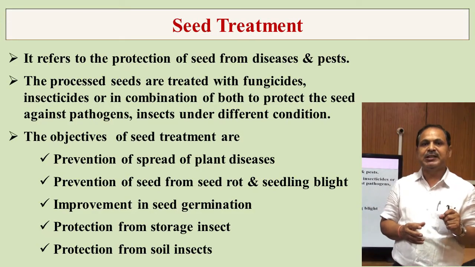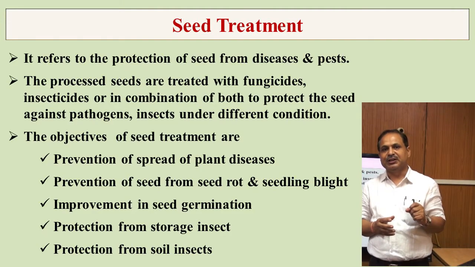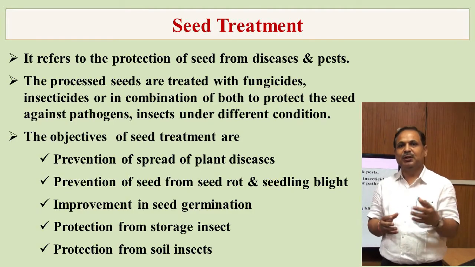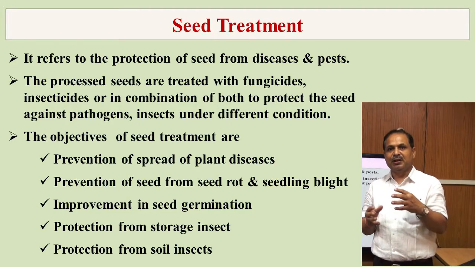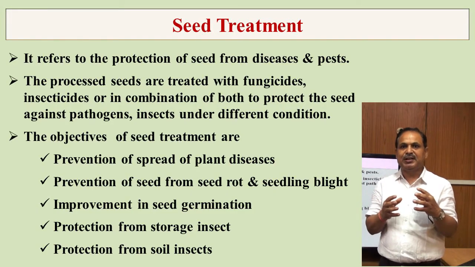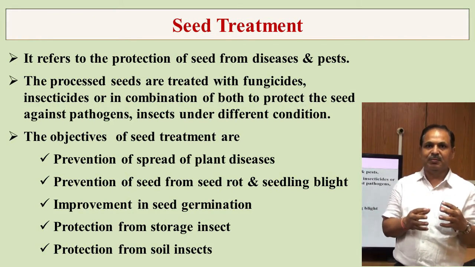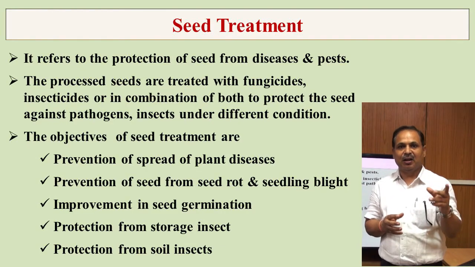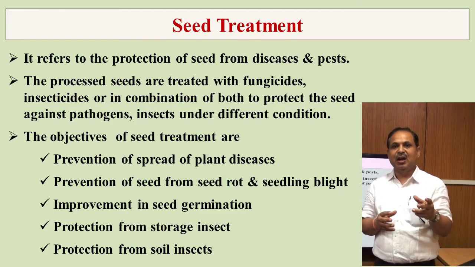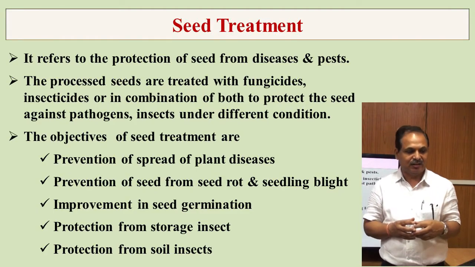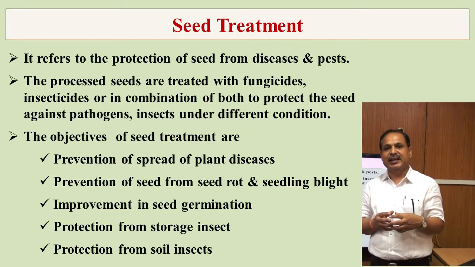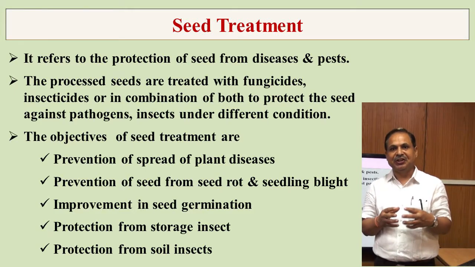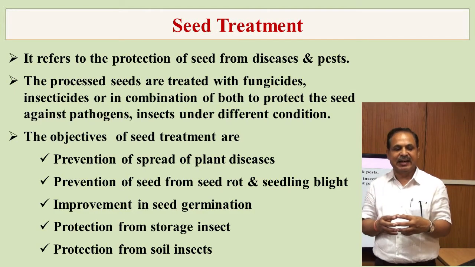Protection from storage insects. It is very important, particularly for seed treatment. A number of insect pests attack seeds during storage, so the storage conditions should be very congenial to the storage purpose. Otherwise, if there is high moisture content and high humidity, this favors the attack of insect pests in storage. So before storing the seeds, they must be treated with fungicides, insecticides, etc.